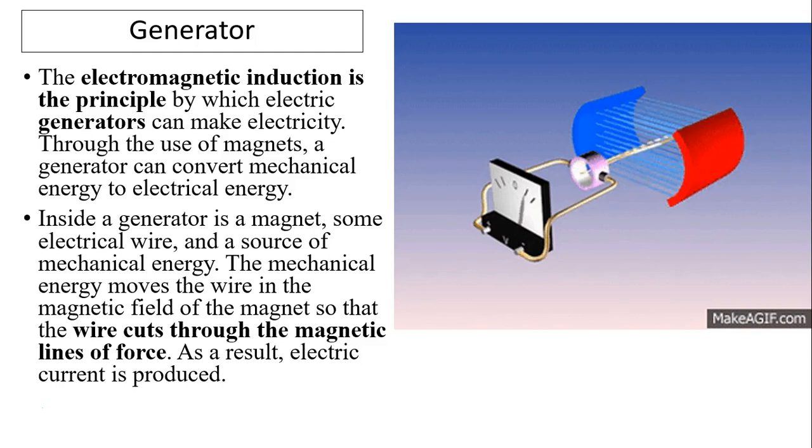Inside, all generators are heavy because there is a big magnet inside, some electrical wire, and a source of mechanical energy. That source of mechanical energy, in most generators, is gasoline, right? Mechanical energy moves the wire in the magnetic field of the magnet so that the wire cuts through the magnetic lines of force. As a result, electric current is produced, because a potential difference is produced, like a battery, kind of. So it makes the electrons move. So current is produced. That's how the current runs through your house.